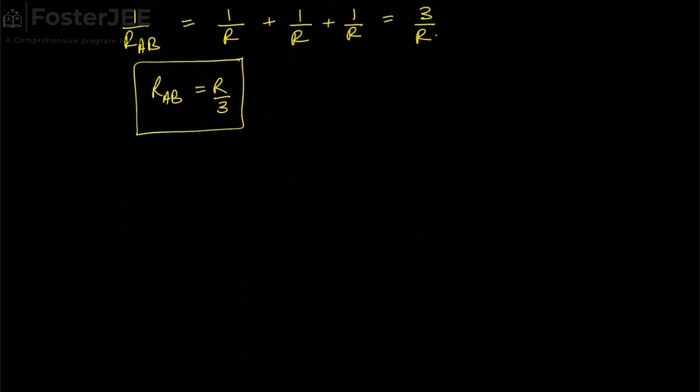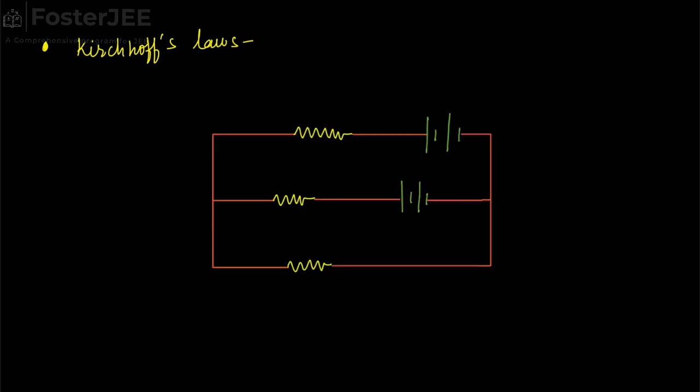Now we will solve many more problems on parallel and series combination, but let's now first come to Kirchhoff's laws. So far we have seen series and parallel combination of some circuits, but not all the circuits can be easily reduced to simple series and parallel combination. For example, a circuit like this. Suppose this is R1, this is R2, and this is R3. This is the first battery of EMF1 and this is the second battery of EMF2.